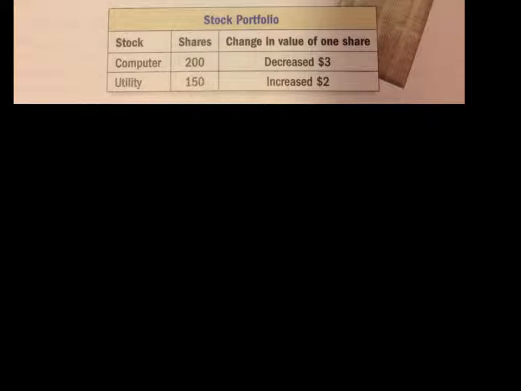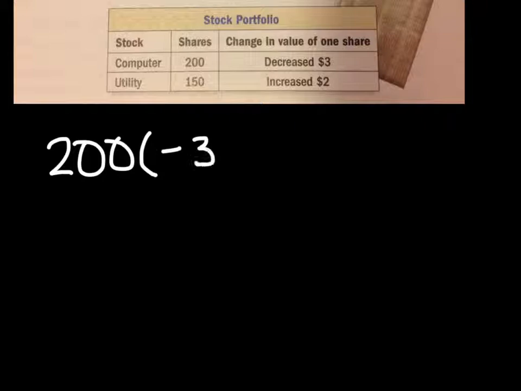In this example, we're asked to find the total change in the value of our shares of stock. In order to calculate this, we're going to first multiply the number of shares of each type of stock by the change in the price of each share. Then we'll add the results. So our total change will equal the number of shares of computer stock, that's 200, times the change in value, which is -3. The value decreased by $3.